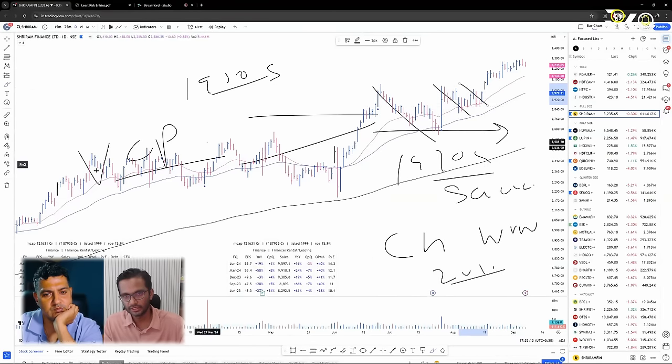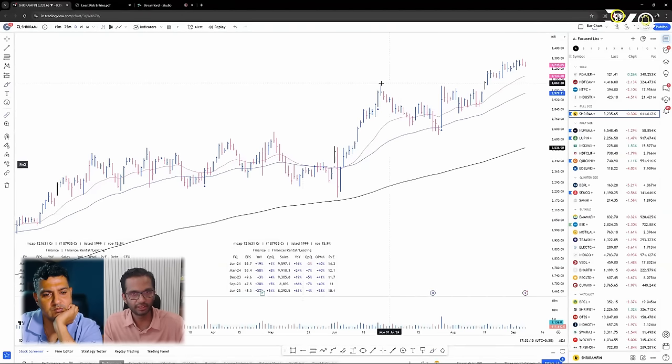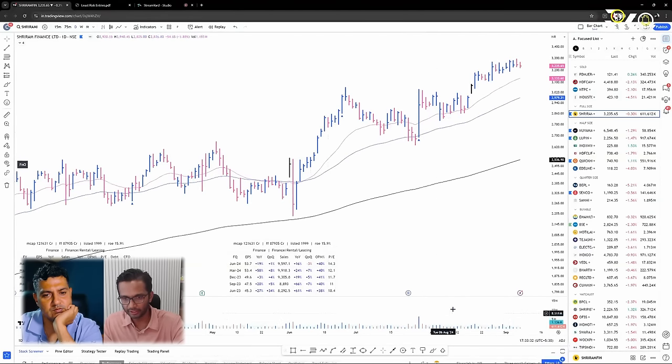So what happens? This first range was roughly around 14%. The second range was roughly around 7%. And the third consolidation, the final one, is the 5% consolidation. So I took an entry on this day when it came out of the base. As you can see here, the volume was pretty high in the base.